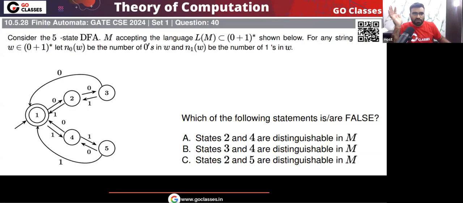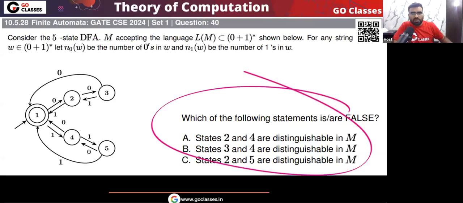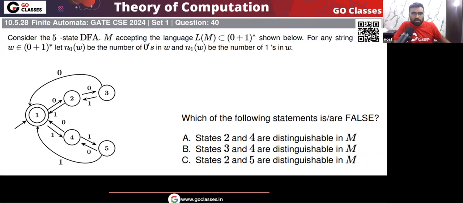In the GATE exam, you can always apply method number one: just find the equivalent states and merge them. Remember one very important note: before you apply any algorithm, first remove the unreachable states, then find which states are equivalent and merge them. This is your minimization of DFA. There was a question in GATE 2024 based on which states are distinguishable and which are not, so this question came in 2024.